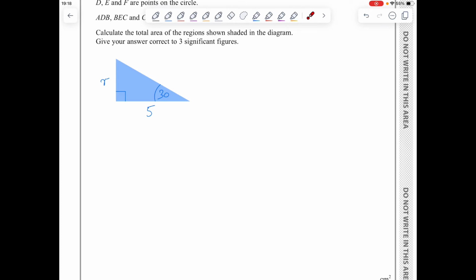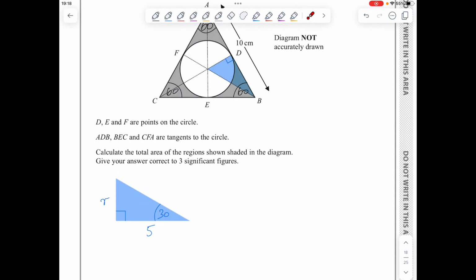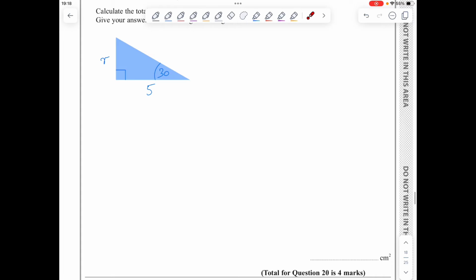Note that this angle is 30 degrees because by symmetry, this line here divides this angle into 2 equal parts. So let's find the radius using trigonometry. Tan of 30 equals radius over 5. So radius is 5 times tan 30, which is equal to 5 square root of 3 over 3.